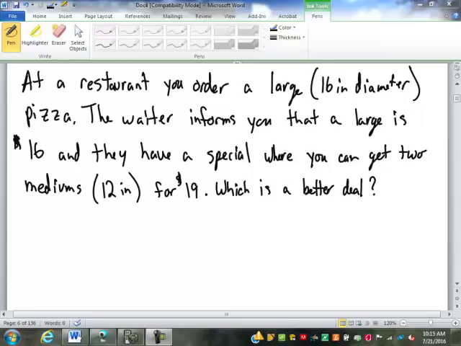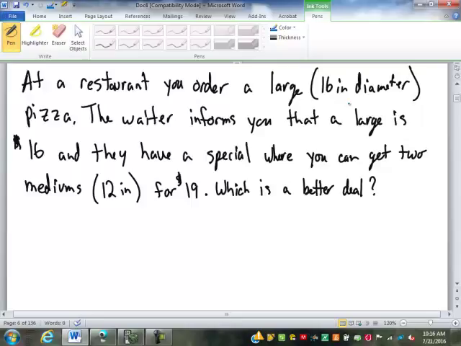So for a problem like this, how do we approach it? This is actually a common deal that was offered by a popular chain restaurant for years. A large, which is a 16-inch diameter, is $16. Or you can get two mediums for $19. I can remember actually arguing with a waiter once because he kept saying, well, that's 24 inches of pizza for only $3 more instead of 16 inches.